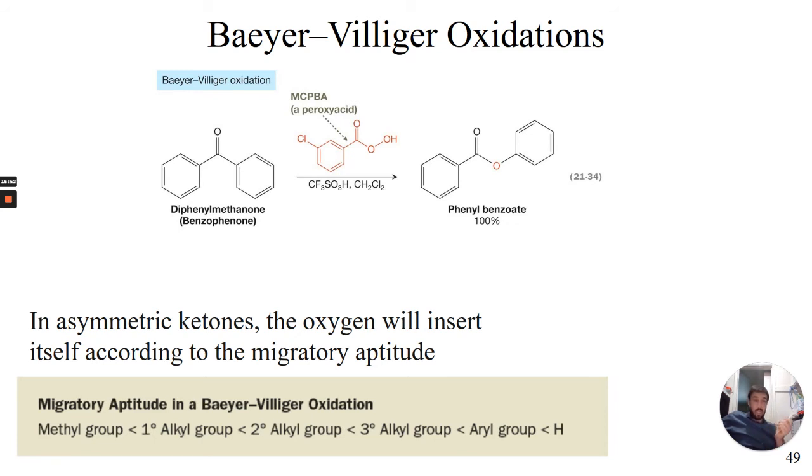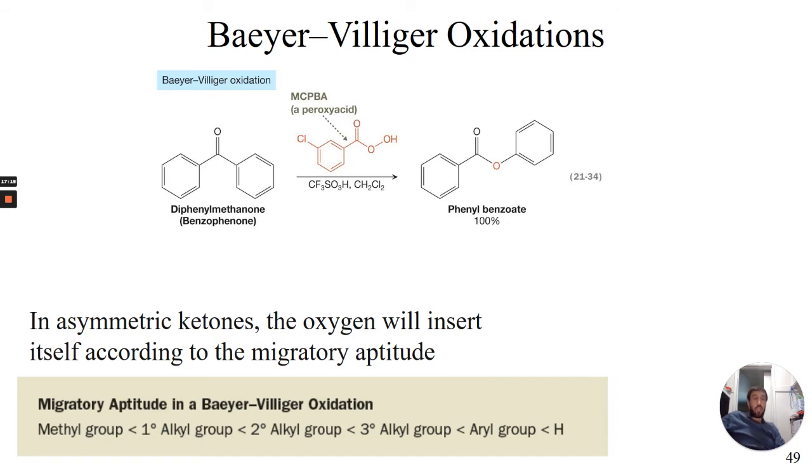You're taking mCPBA with a ketone, and that somehow inserts an oxygen into that carbonyl carbon bond. This particular example that we'll walk through is a little bit easier because it's symmetric. If we look back at the problem that I had you go through and do, it was an asymmetric ketone.